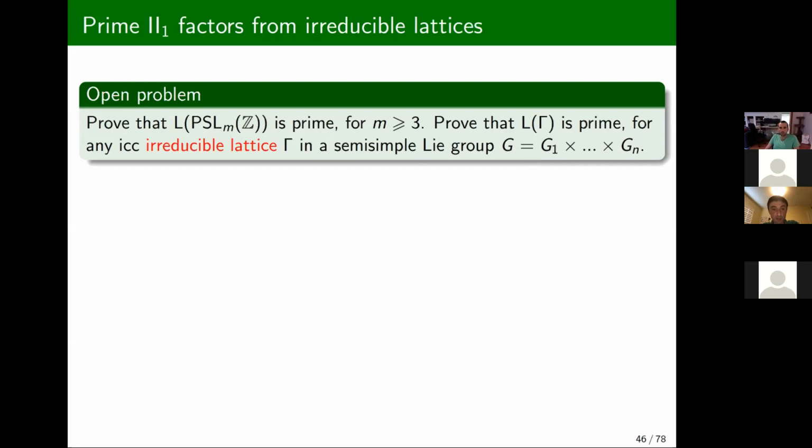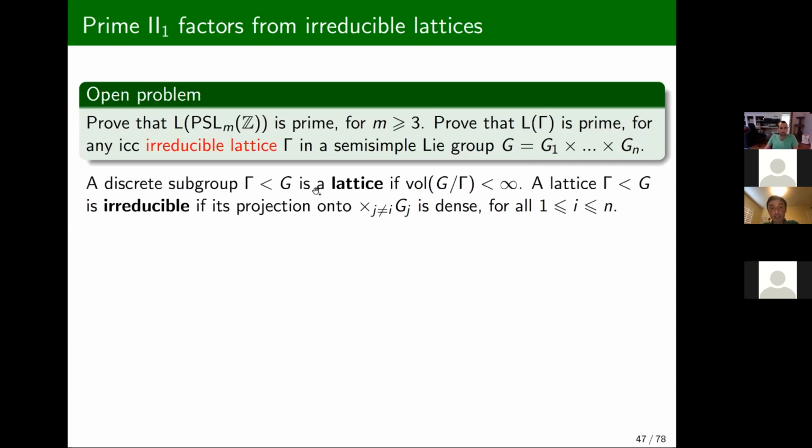And I should mention what I mean by an irreducible lattice. So as usual, a discrete subgroup Gamma of a locally compact group G is a lattice if it has finite covolume. So there's a finite volume fundamental domain for Gamma. And a lattice in a product of groups is irreducible if its projection onto a subproduct, where you take out one of the factors, is always dense.